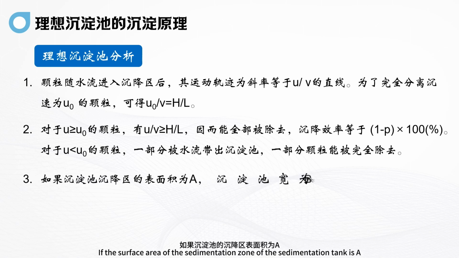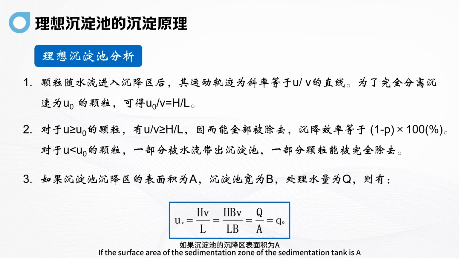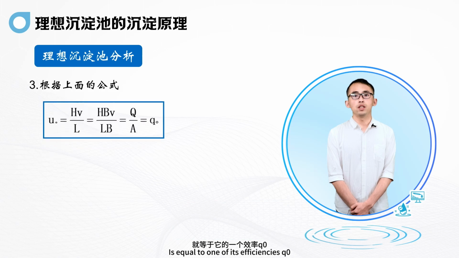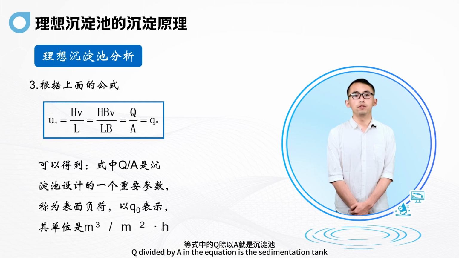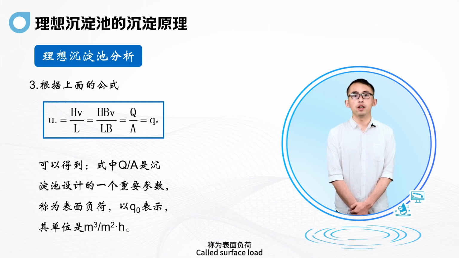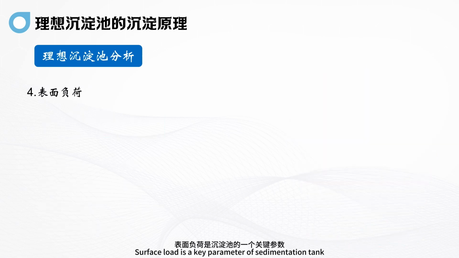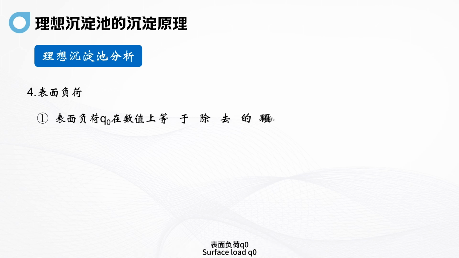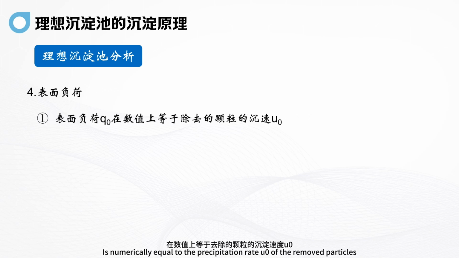If the surface area of the sedimentation zone of the sedimentation tank is A, the width of the tank is B, and the treated water flow is Q, then the flow velocity is equal to Q divided by A, which equals Q0. Q divided by A in the equation is an important parameter of sedimentation tank design, called surface load. The unit is cubic meters per square meter per hour. Surface load is a key parameter of the sedimentation tank. Surface load Q0 is numerically equal to the precipitation rate U0 of the removed particles.